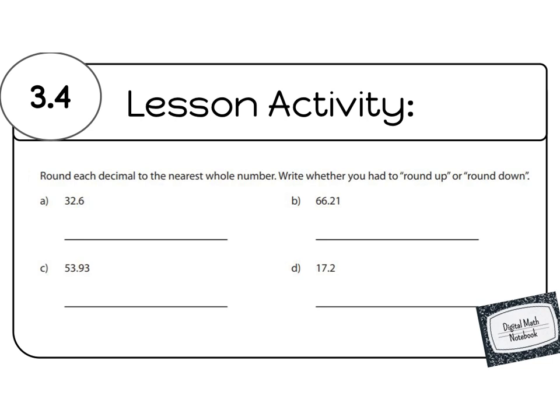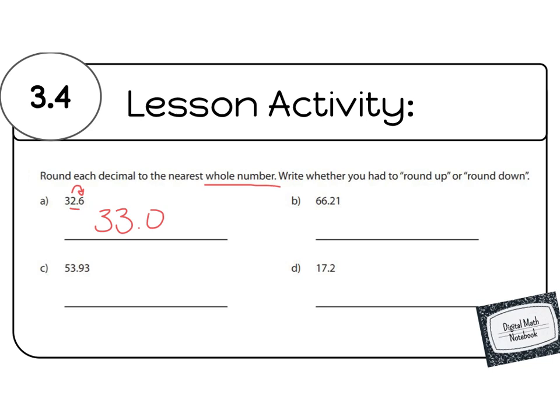All right, guys, time for the lesson activity. In today's lesson activity, we're going to round each number to the nearest whole number. Remember, a whole number means that we are getting rid of all of the extra pieces off to the right. So the whole number in A would be 32, and then we look next door, we see a 6. 6 makes us round up, so this would change to 33. We could say 33.0 or just 33.